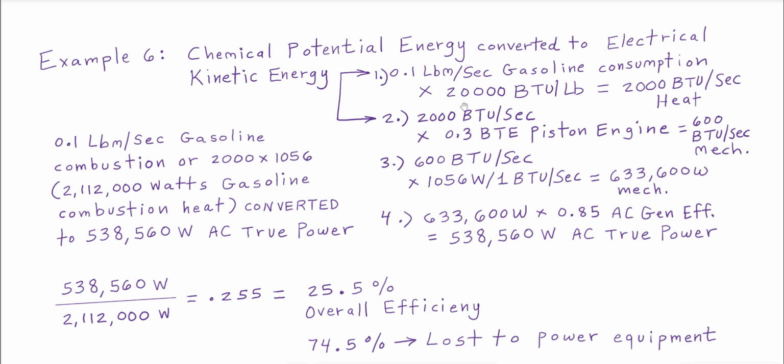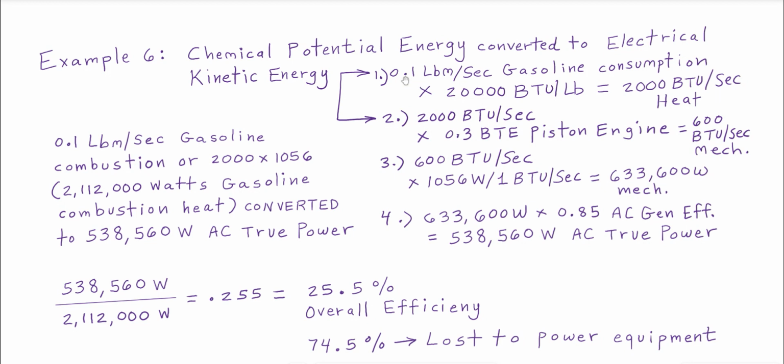There is 20,000 BTUs per pound energy density regarding gasoline. So 1 pound of gasoline has 20,000 BTUs of potential energy, and there is 6 pounds per 1 US liquid gallon volume. So there's 120,000 BTUs per US gallon of gasoline.